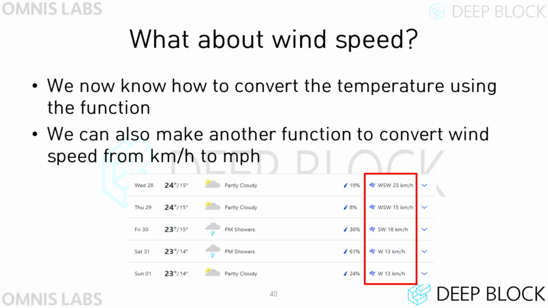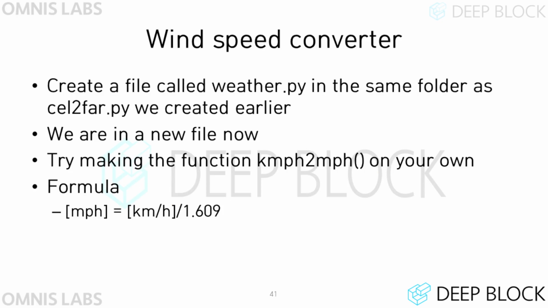Now, let's convert wind speed as well as the temperature for Andrew. Similar to converting the temperature, we can write another function to convert the wind speed from kilometers per hour to miles per hour. Create a file named weather.py and save it in the same folder as cell2far.py. And let's write a function in a new file.